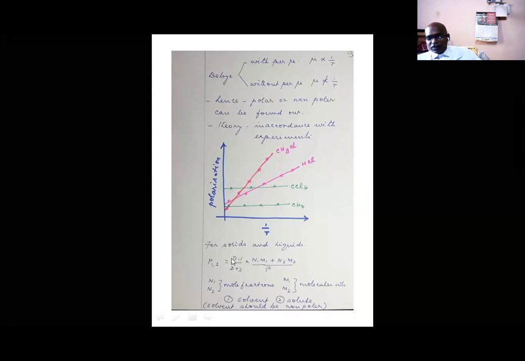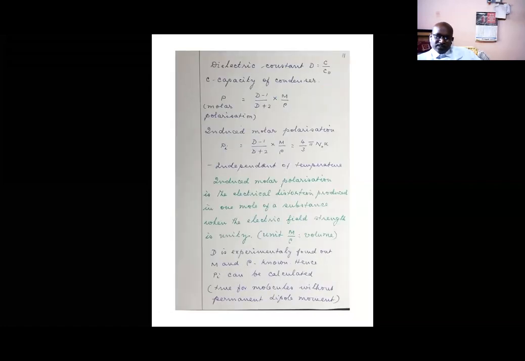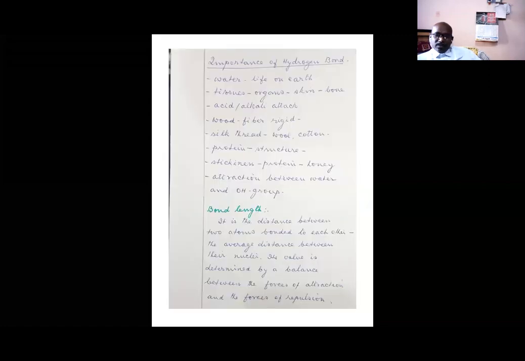Therefore, for solids and liquids, it is calculated in this manner. But you should always have the understanding in your mind that the polarity or non-polarity of the molecules can be found out experimentally according to the Debye theory, which proves that the dipole moment has a linear relationship with 1 by T for molecules with a permanent dipole moment, whereas for molecules without a dipole moment, the dipole moment does not have any relation with the temperature. So these are all the things we have discussed today, and let us meet in the fourth hour.